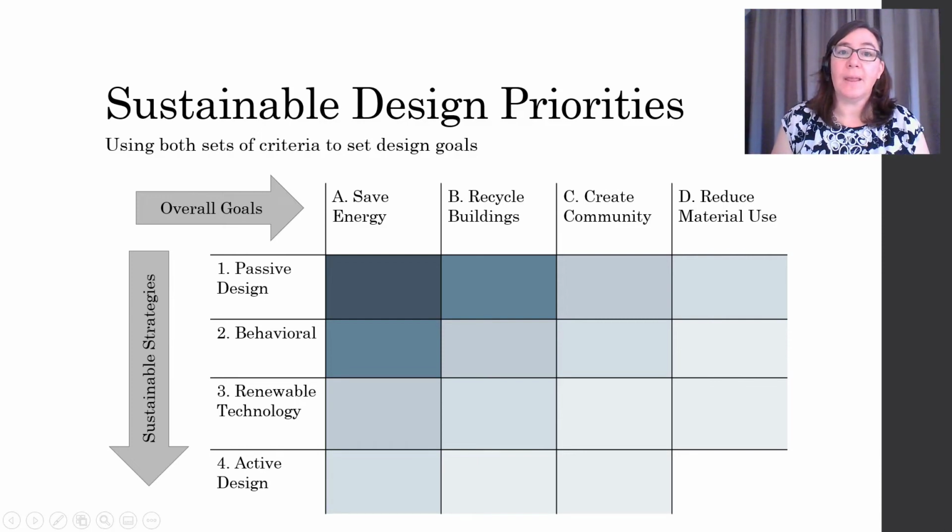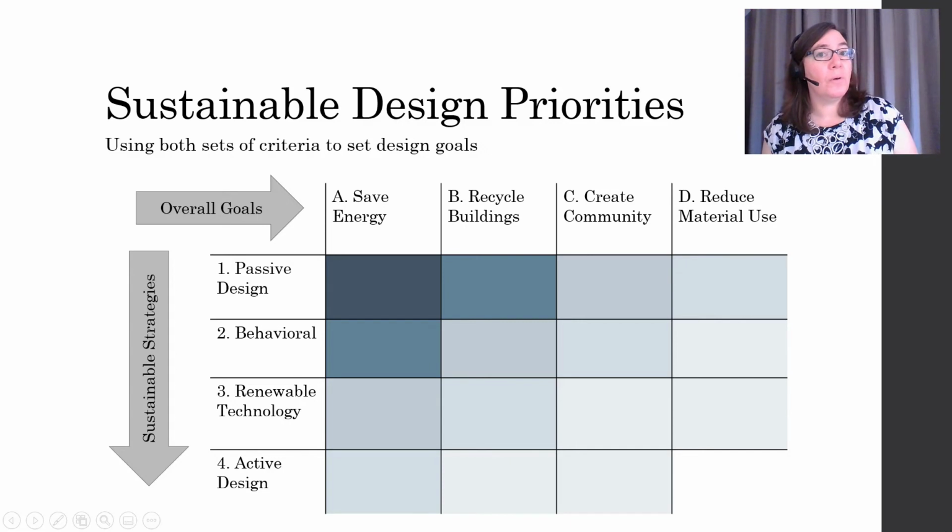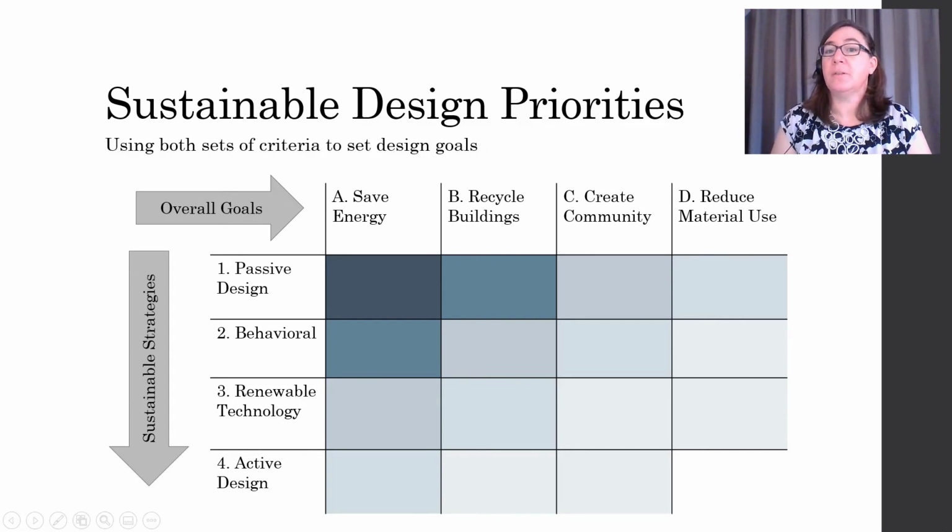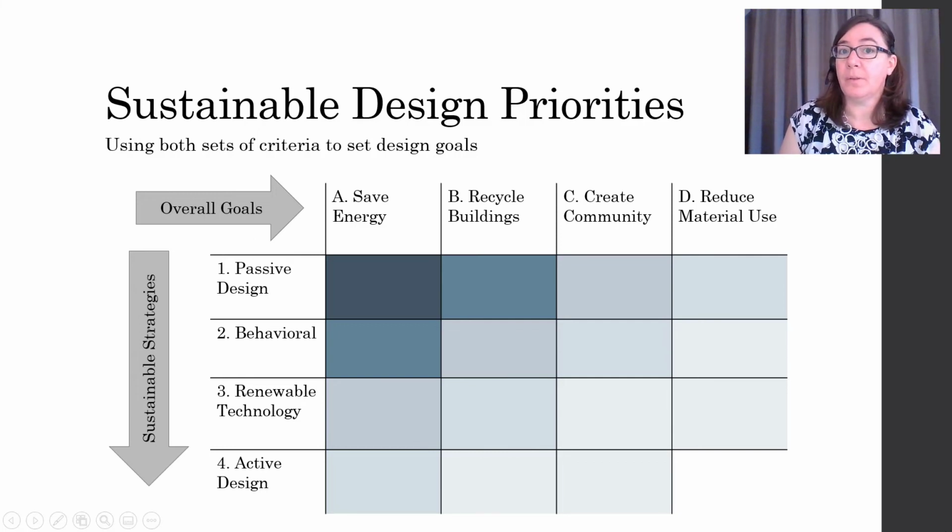And here's an example. We've talked about some overall sustainable design goals, such as save energy, recycle buildings, etc., and which ones should come first. Remember that these are going to vary depending on your specific project. And we talked about sustainable strategies, kind of large categories of strategies such as passive design, behavioral, renewable, etc. And we can rank those in order too.